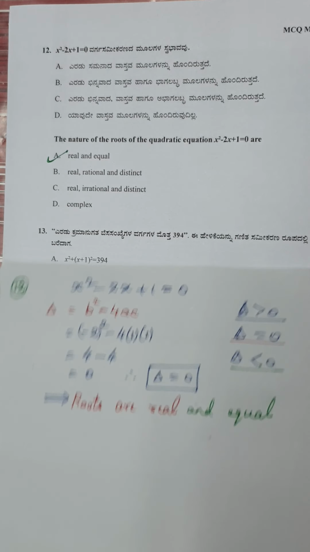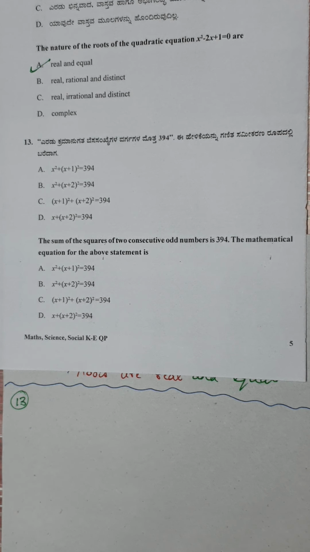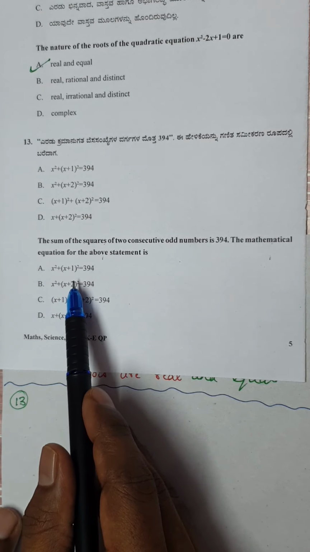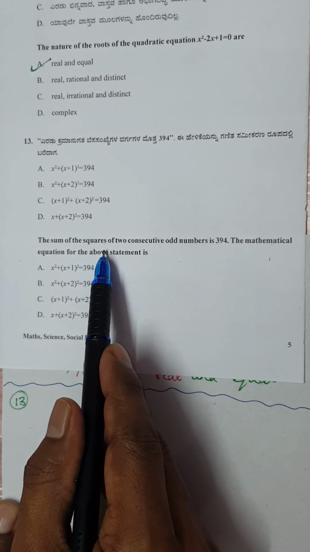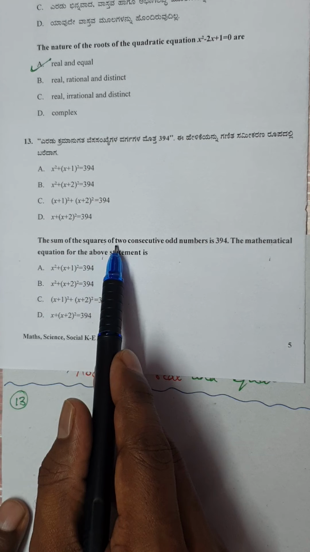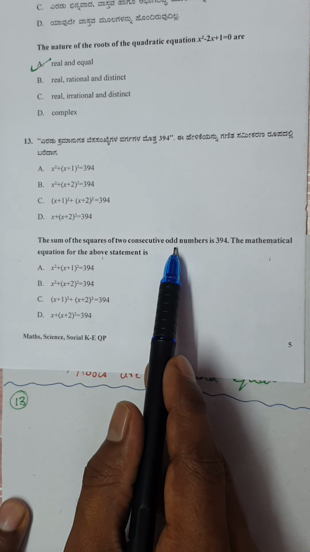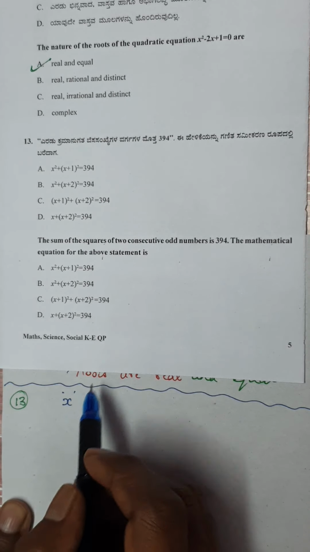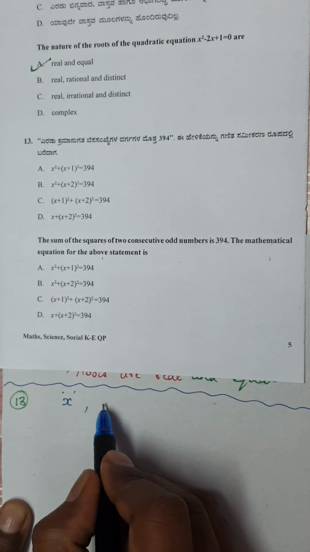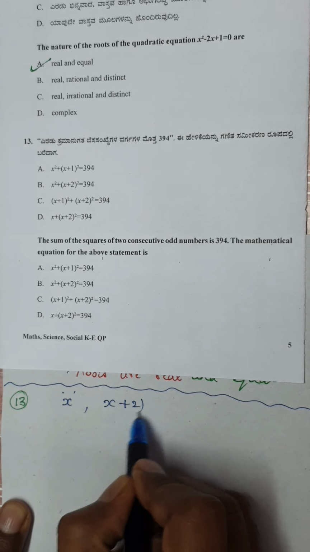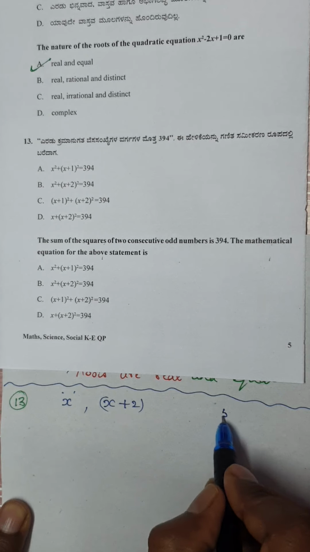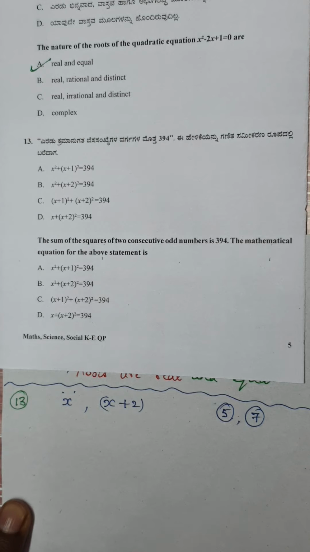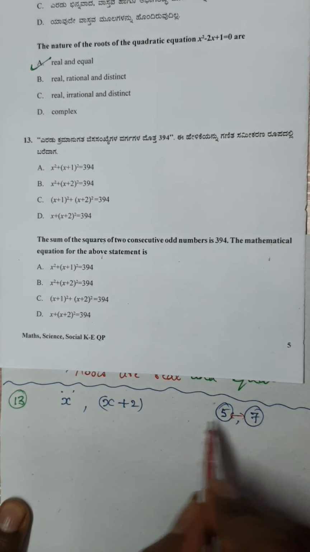Without wasting our time, let's go on to question number 13. So question number 13 is also from the chapter of quadratic equation, but a statement form converted into a formulation. The sum of the squares, remember, read the question carefully. The sum of the squares of two consecutive odd natural numbers. It is odd. So if I consider x as any odd natural number, the next odd natural number would be x plus 2. Okay, for example, if I take 5 as the odd natural number, its next odd natural number would be 7. So what is the difference between them? 2. So 7 would be 5 plus 2.